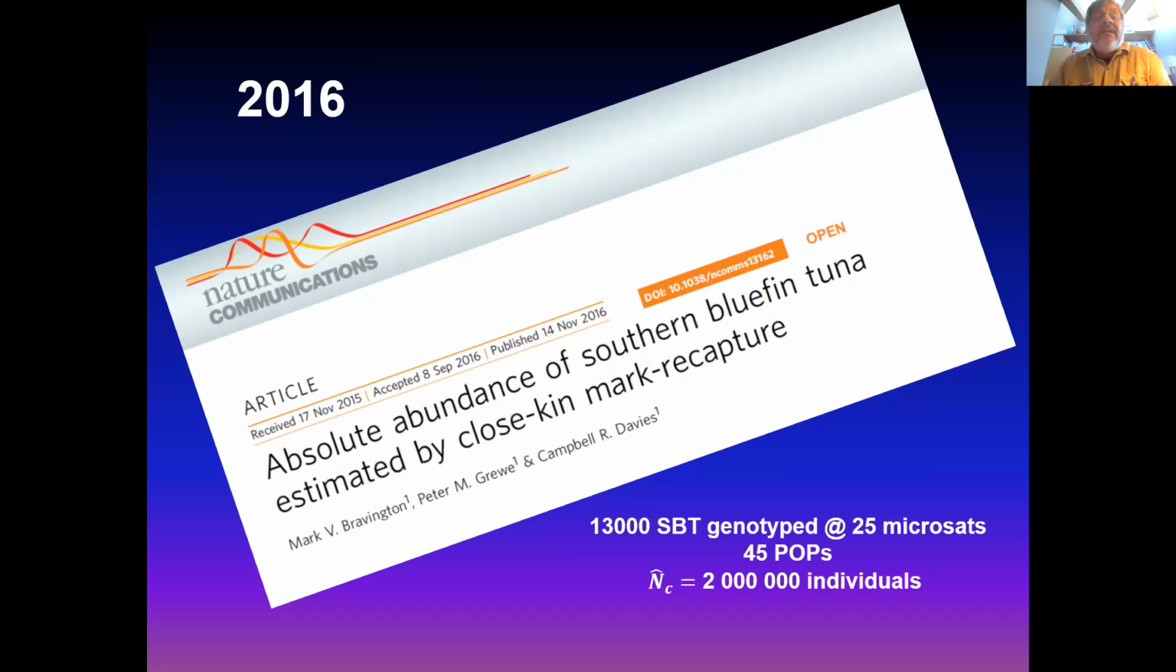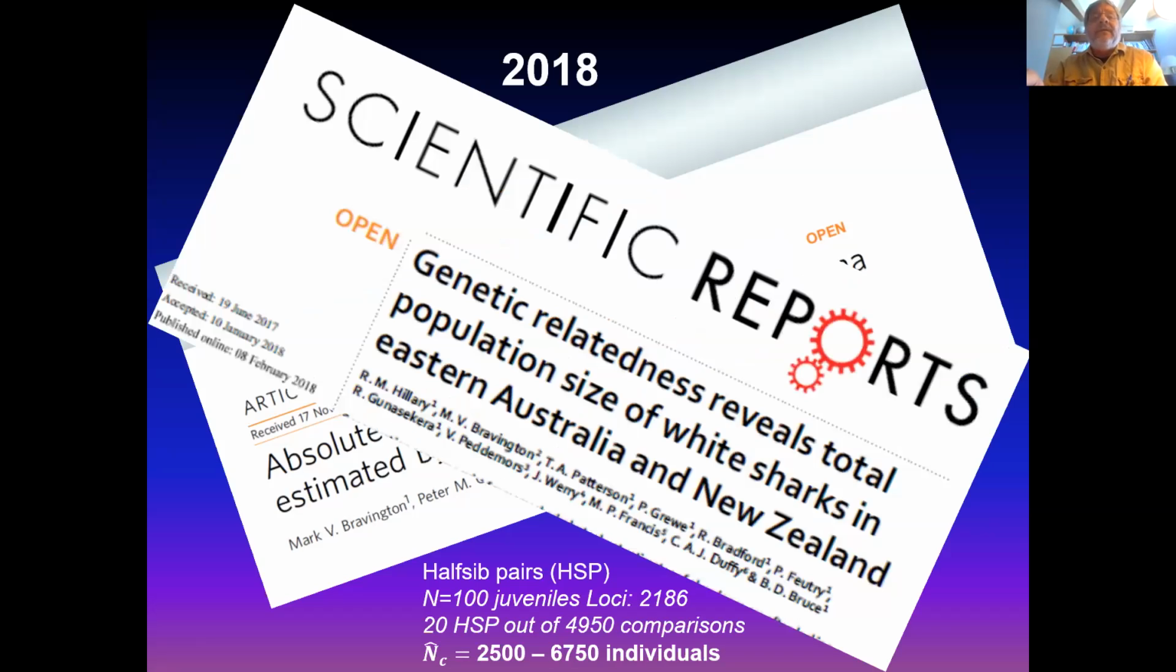The paper was published in Nature Communications, and that was my first introduction to this topic. In 2016, I saw this and said, oh, this is really cool, using genetics to estimate population abundance. That paper was followed 2 years later in 2018 by a paper where they used a similar approach to estimate the abundance of white sharks off the coast of Eastern Australia and New Zealand.